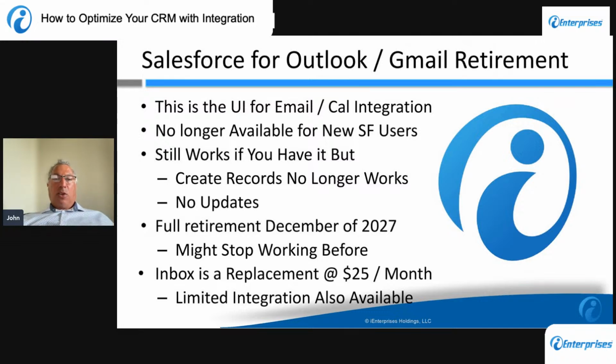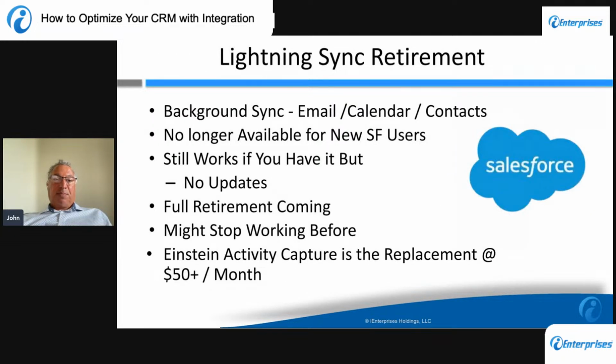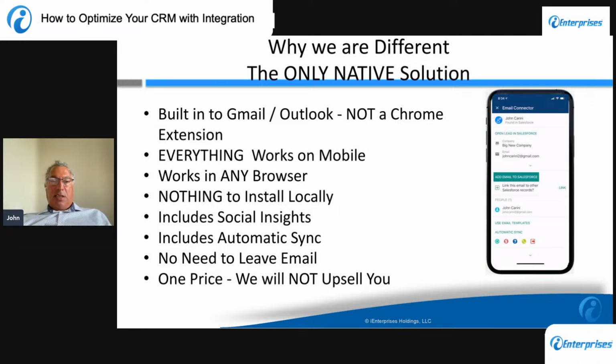Salesforce's standard Outlook and Gmail integrations are being retired, and basically they're trying to upsell you onto other products, like this Inbox product that costs $25 a month in addition to your regular Salesforce subscription. And Lightning Sync is also retired, and what they're trying to do is get you to move to this Einstein Activity Capture, which can cost about $50 a month. It depends on the size of your company. And I'd like to say ours is different.